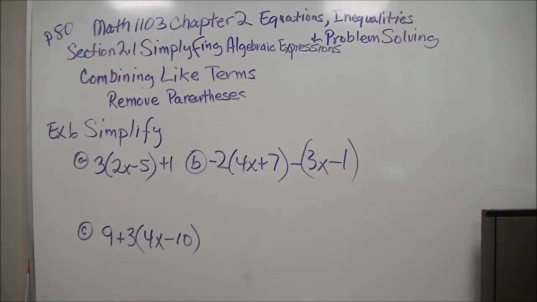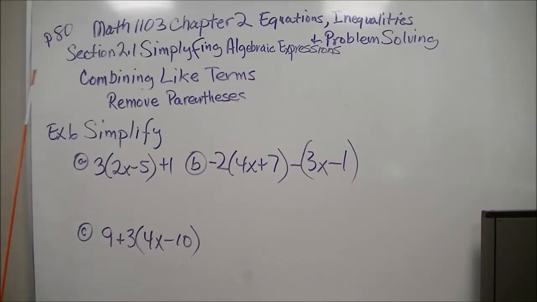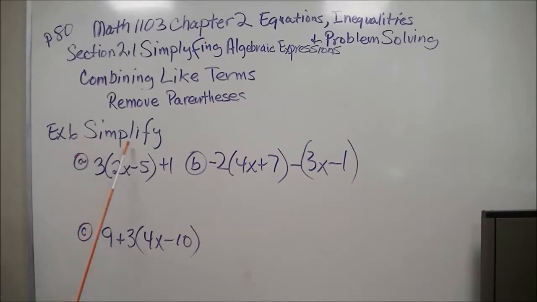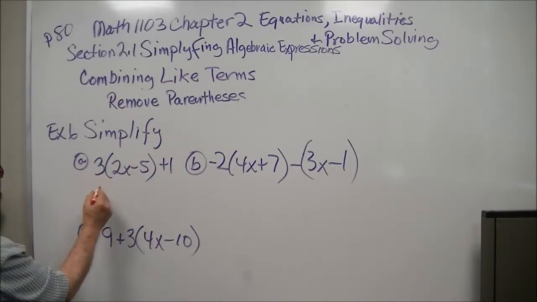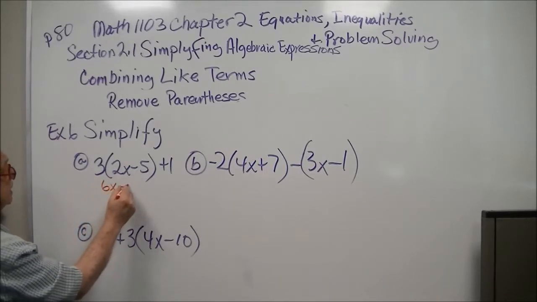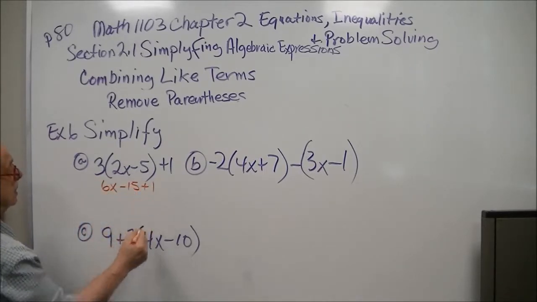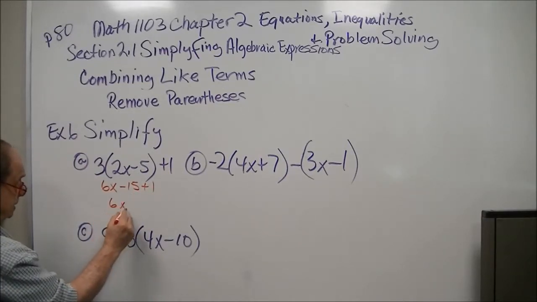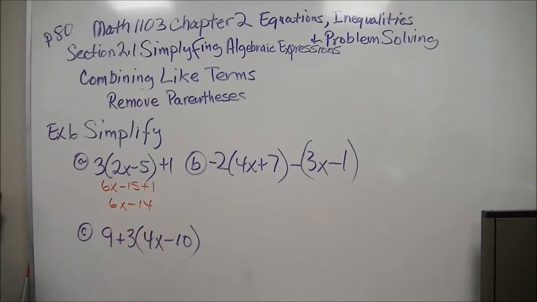We were building up to this now. It's part of our title, Simplifying Algebraic Expressions. And now they're asking us to simplify algebraic expressions. It often involves first removing parentheses, then combining like terms. So, first thing we're going to do is remove parentheses. 6x minus 15 plus 1. And now we can combine that into 6x minus 14.